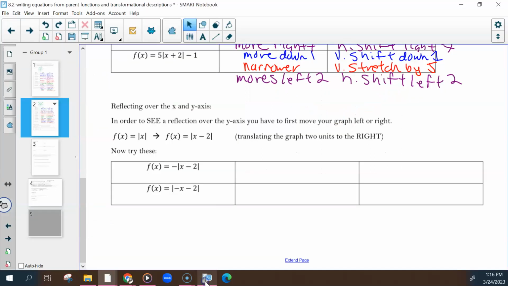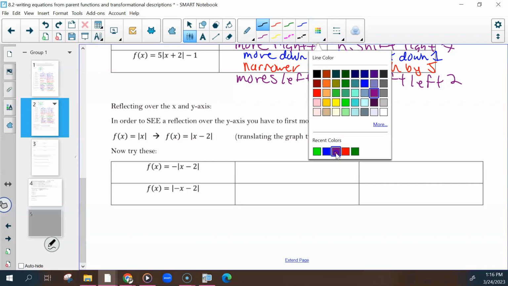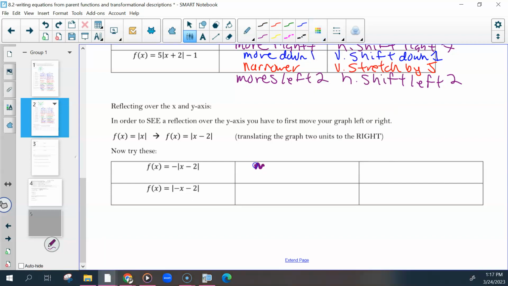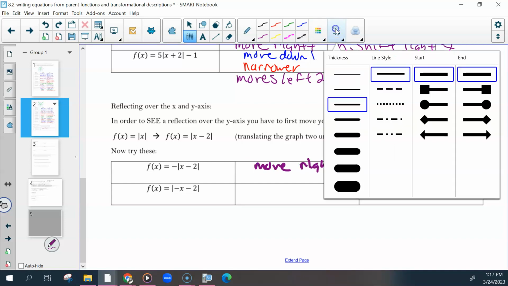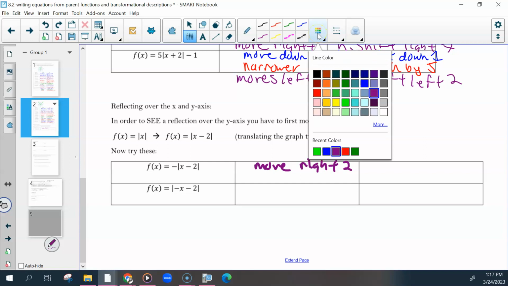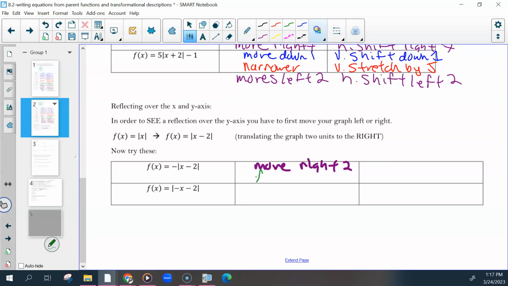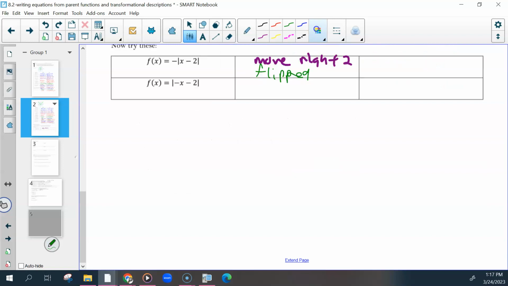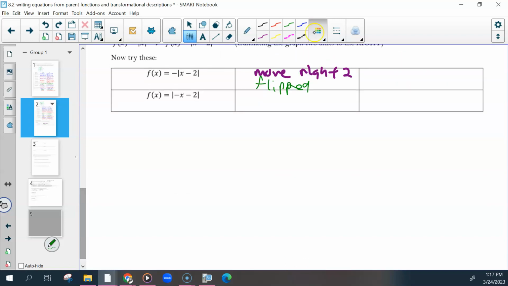Do you have to read out the rules for all 3 of those? Just the 2. Reflected and moved to the right. So we can do that really fast. It told us already that it moved to the right. And we saw that it flipped. So that would be our horizontal shift, right 2, and vertical reflection.